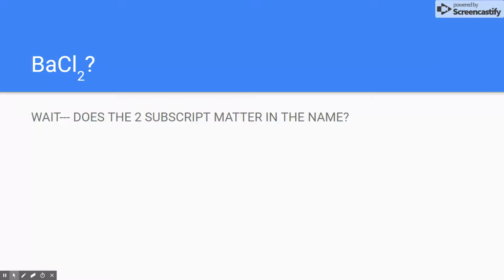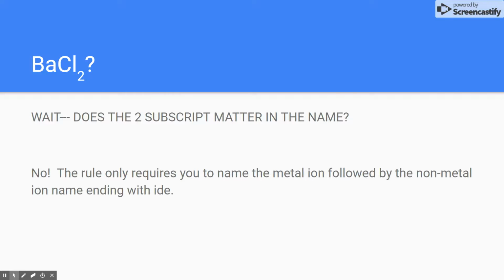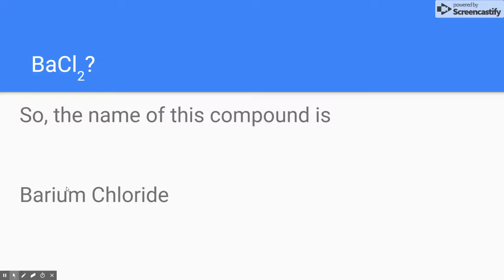In 99% of the cases, subscripts in simple binary ionic formulas don't really play a role in the name. And in this case, it doesn't. So we can just ignore this little 2 at the moment and name the formula simply by naming the metal, followed by the nonmetal ion name ending in IDE. So since my first element is barium and my second element is chlorine, my name of the compound will be very simply named by our simple rule. So what is the name of the compound? The name of the compound is barium chloride.